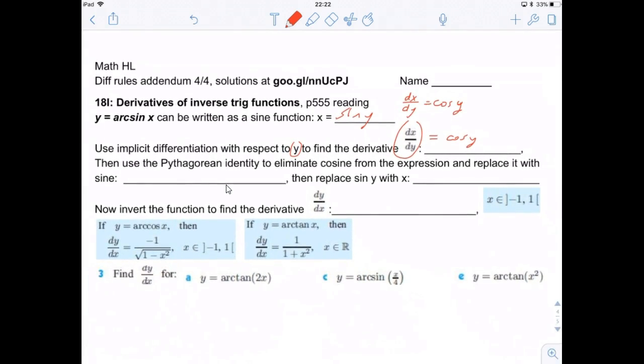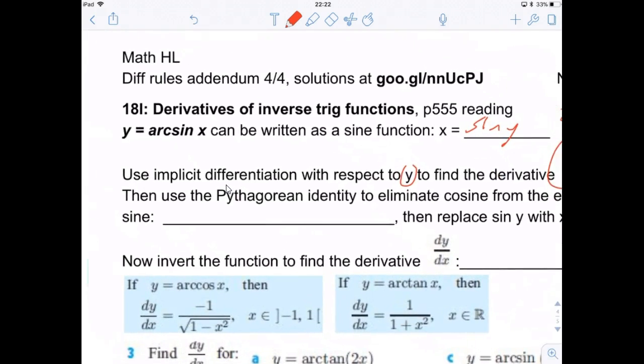Then we're going to use the Pythagorean identity to eliminate cosine from the expression and replace it with sine. Okay, remember, the Pythagorean identity is sine squared plus cosine squared equals 1. And I can solve for cosine by subtracting sine squared from both sides. And then we'll end up with cosine squared equals 1 minus sine squared. And then we'll take the square root of both sides, and we'll end up with cosine equal to the square root of 1 minus sine squared, right?